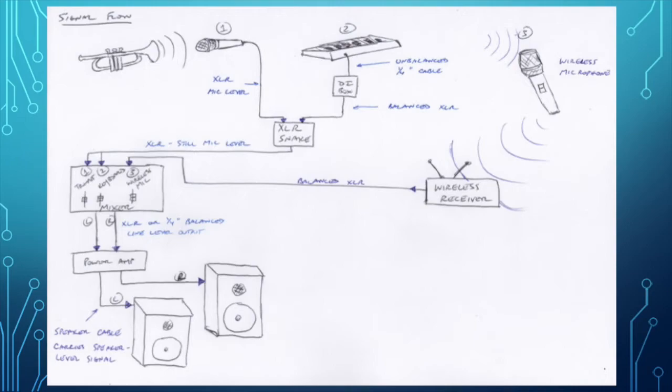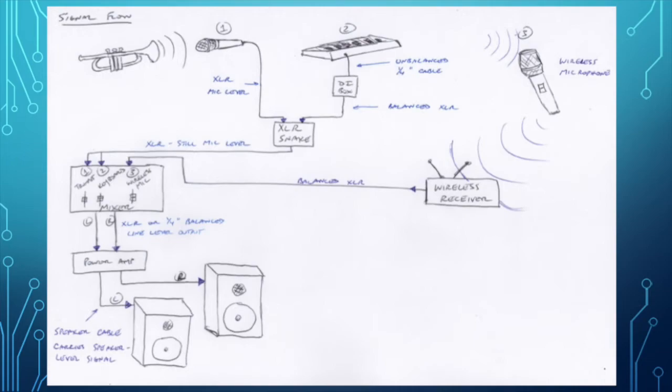But for now, this is just a real basic stage setup with a couple of microphones, an instrument source going into a snake, going into our mixer, from our mixer to a power amp to our speakers. Now, because these speakers are getting their signal from an external amplifier, that means these are passive speakers, right?